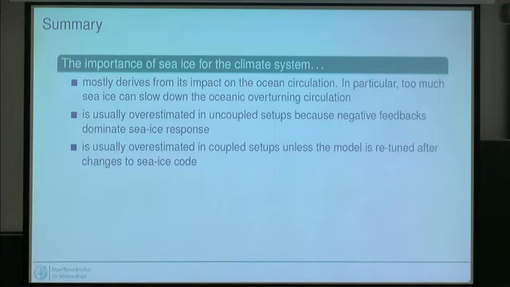And so to summarize, the importance of sea ice for the climate system really mostly derives from its impact on the ocean circulation. In particular, too much sea ice can slow down the oceanic overturning circulation. Usually the importance of sea ice is overestimated in uncoupled setups because negative feedbacks dominate the sea ice response. And I would argue it is also usually overestimated in coupled setups unless the model is retuned after changes to the sea ice code. Because of course, if I change something in my sea ice model, I might get a different sea ice.